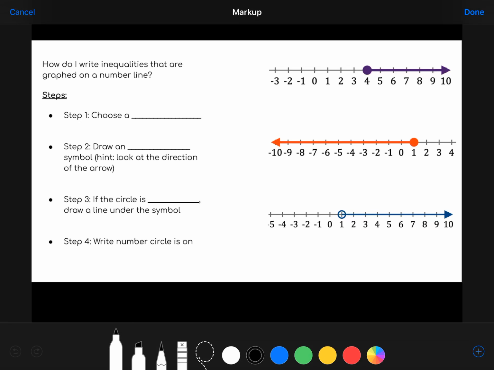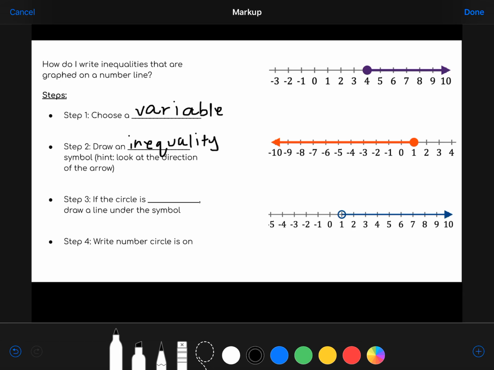How do I write inequalities that are graphed on a number line? So step 1 is to choose a variable. You can choose any variable. Step 2 is to draw an inequality symbol. And the hint is to look at the direction of the arrow.